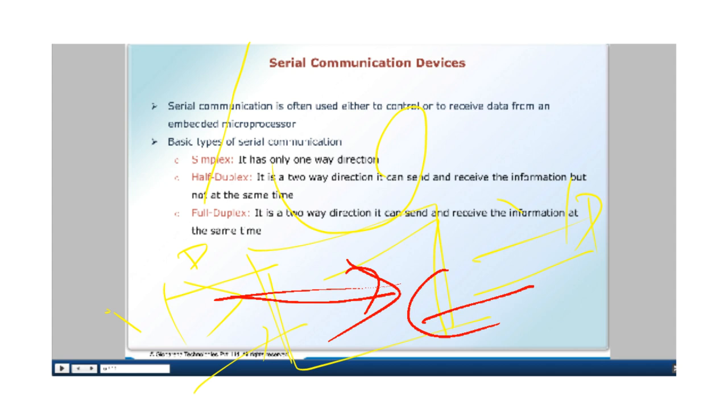Let us come to the full duplex. It is two-way direction. It can send and receive the information at the same time. Within that time, we can receive and we can send the message simultaneously. That is known as full duplex. Those are the serial communication devices: simplex, half duplex and full duplex.